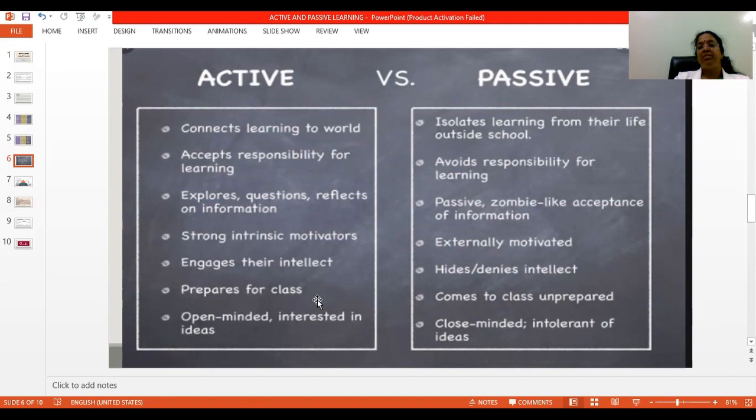In active learning, the students prepare for the class, whereas in passive learning, the student comes unprepared to the class. Active learning is interested and open-minded. Passive learning is closed-minded and intolerant of new ideas. The students may not accept open ideas, or they may not appreciate the ideas shared by fellow students, or there may not be any room for a discussion of new ideas.